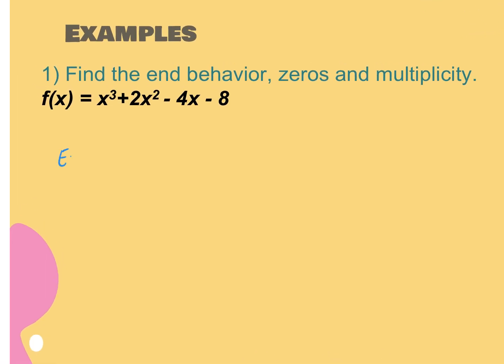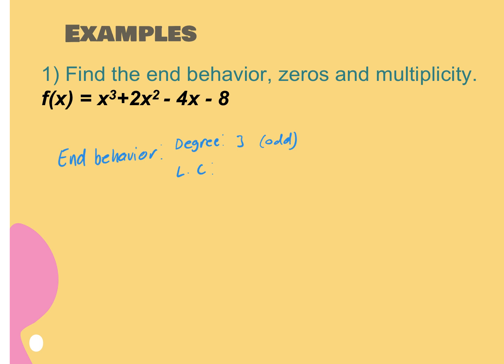So to find the end behavior, we said that we needed to know the degree and the leading coefficient. We needed two pieces of information. The degree in this case is your highest exponent, which is going to be 3, and we know that this is an odd number.